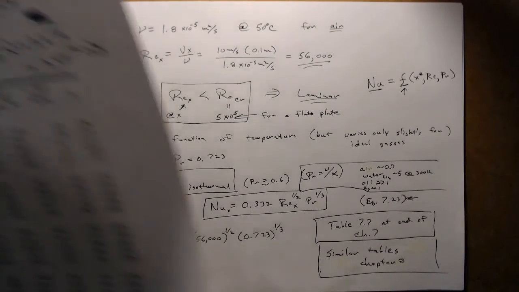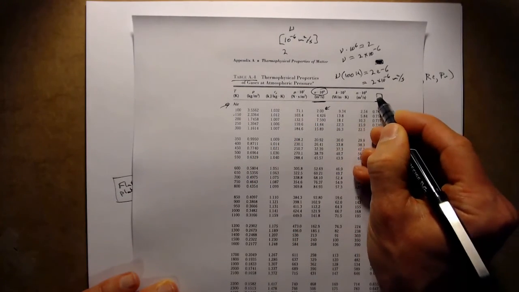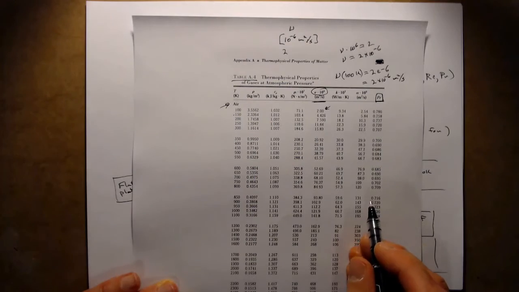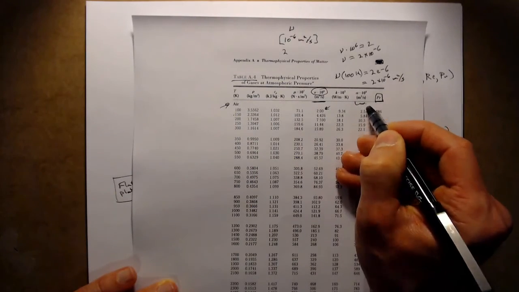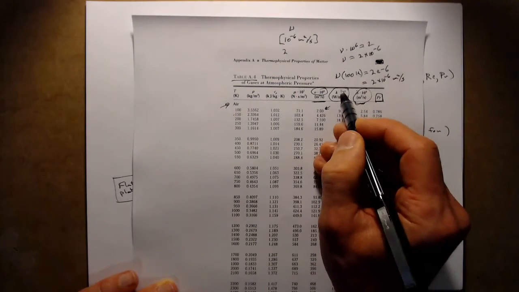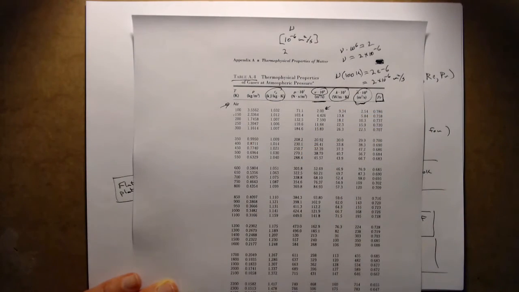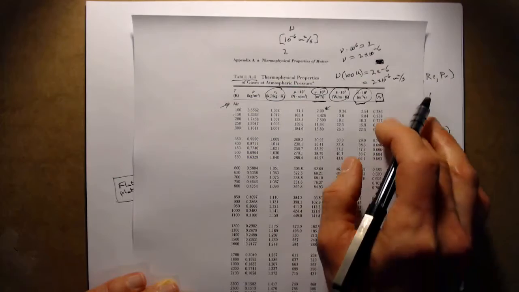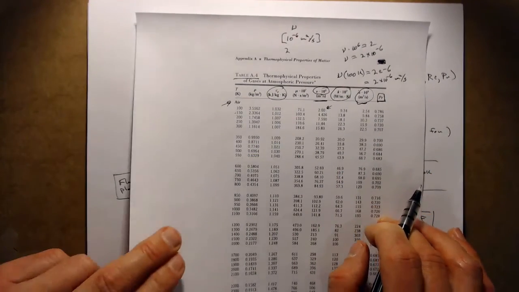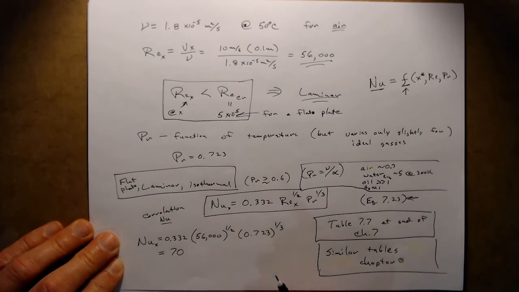We can either, if they don't give us the Prandtl number exactly, which in this table they do, they give you the Prandtl number explicitly, but they'll always at least give you the thermal diffusivity, or maybe the thermal conductivity and the specific heat and the kinematic viscosity. So from that combination, we can always calculate the Prandtl number. So we look that up for our film temperature, and we find a value of 0.7. We plug that in, and we arrive at a Nusselt number of 70.